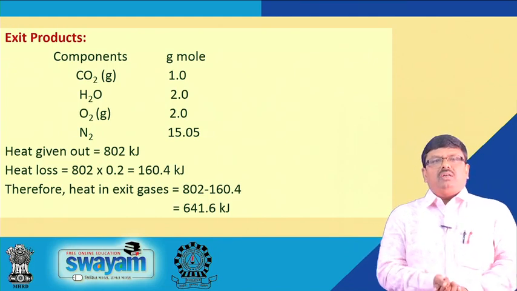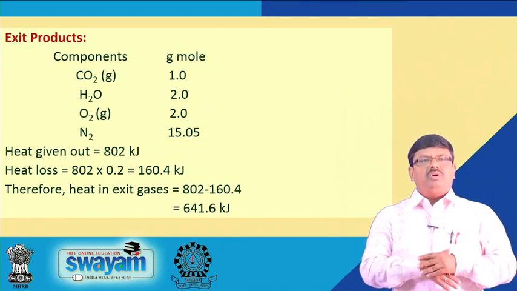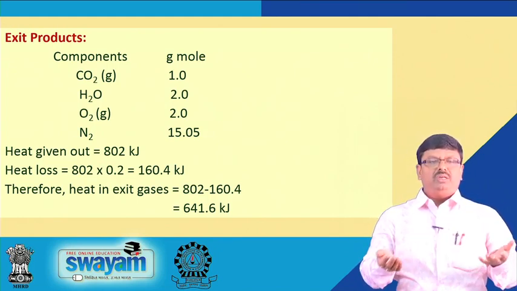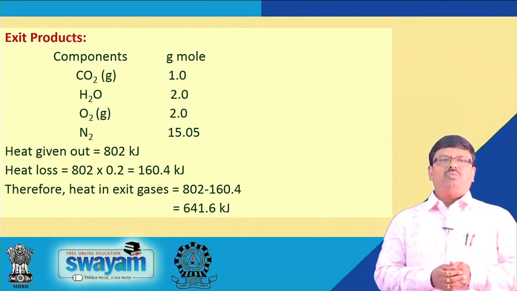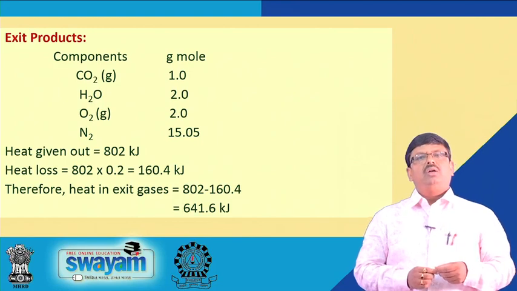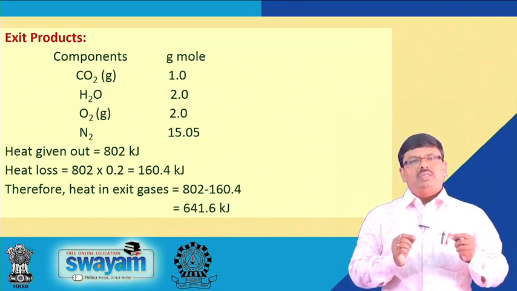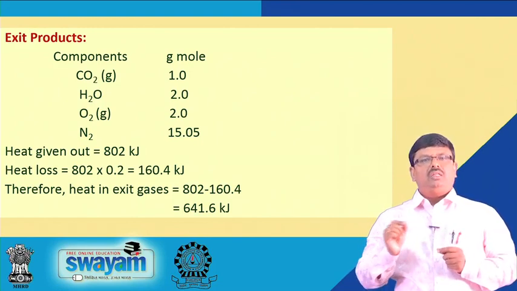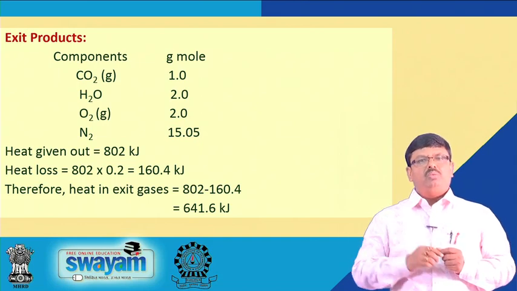And the exit products, these components in gram mole. These are the exit products, because nitrogen will be present in the product stream also, along with carbon dioxide and water. We get that from the stoichiometric equation, and the excess air contains oxygen, and that will also remain present in the product stream.